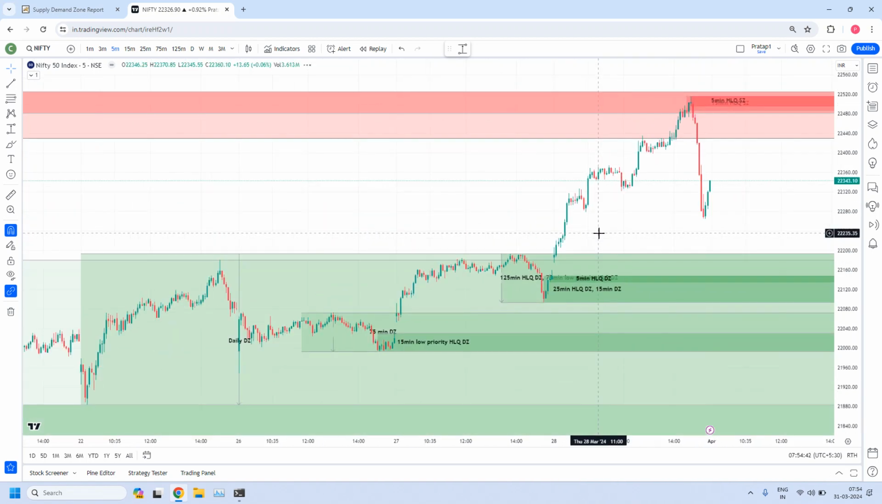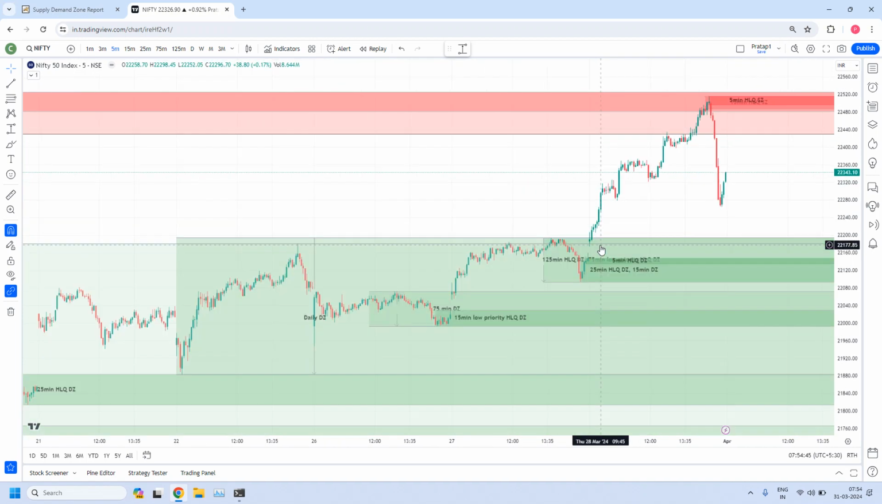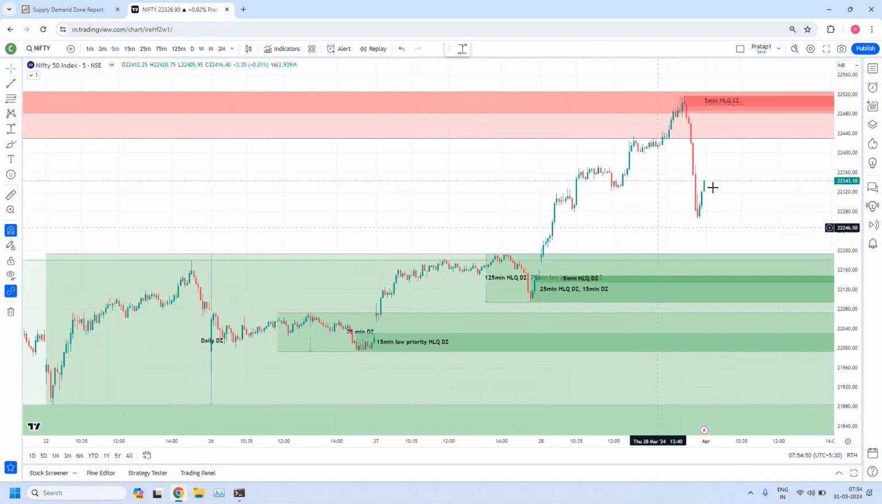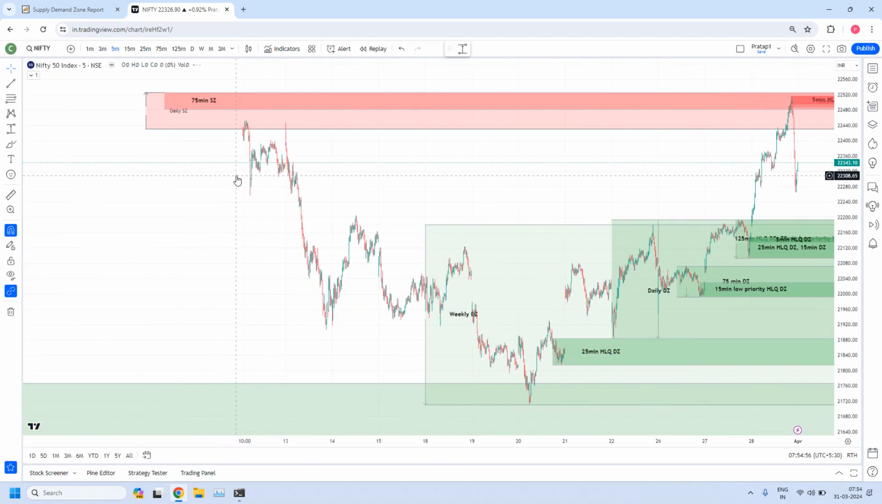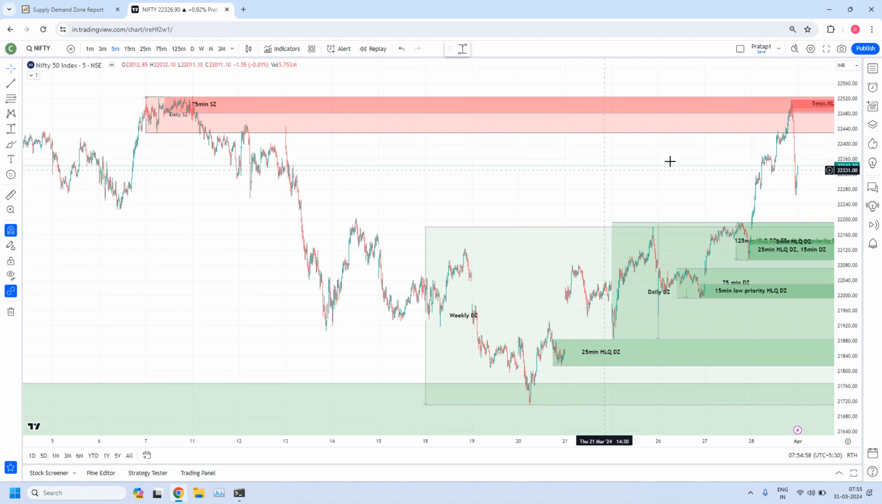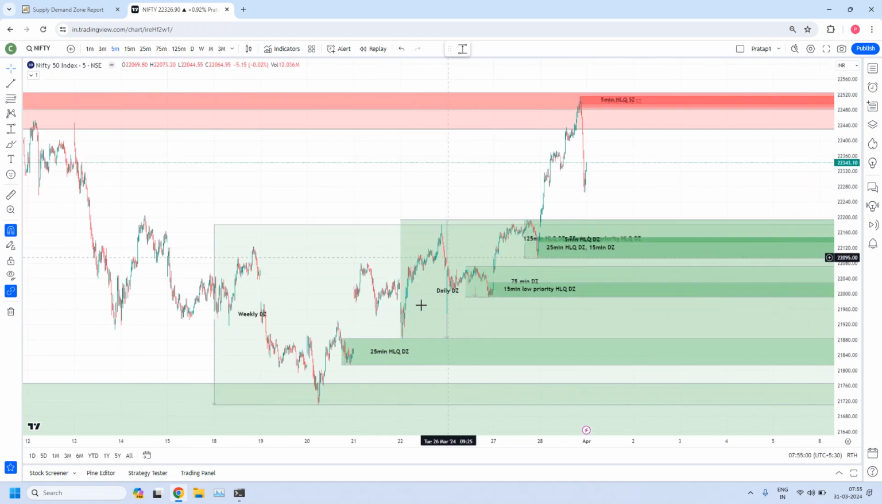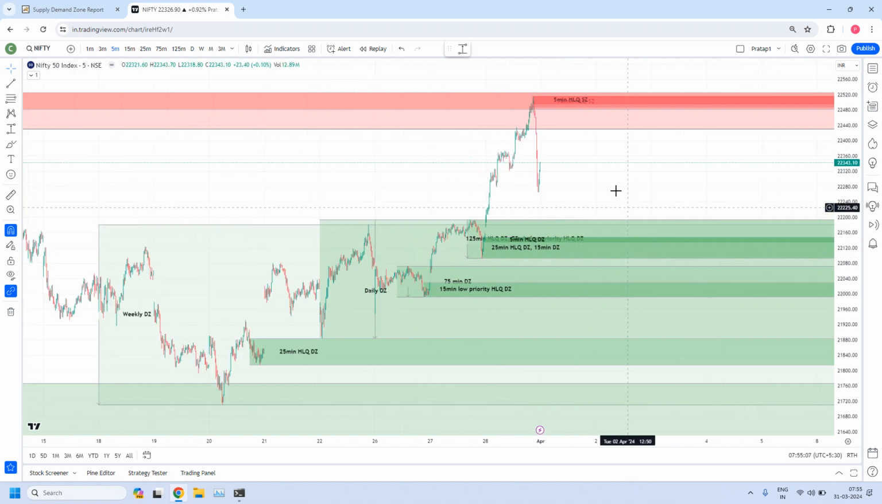Fine-tuned zones are having more success rate. But remember, the fine-tuned zones inside high liquidity are having more success, 80% success, and these zones you may expect up to 60% success. In a normal, this is a normal daily demand zone and 75 minutes demand zone. This is also a normal daily demand zone. But 75 minutes is high liquidity but low priority high liquidity.